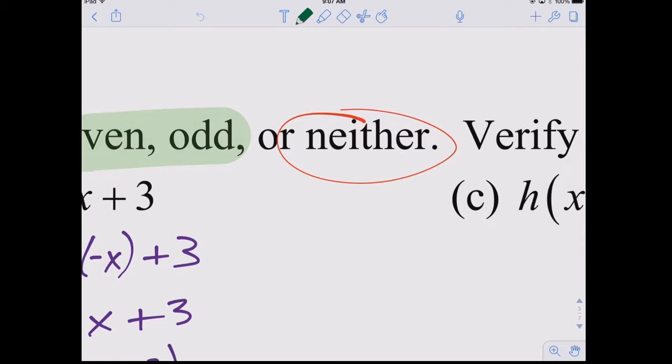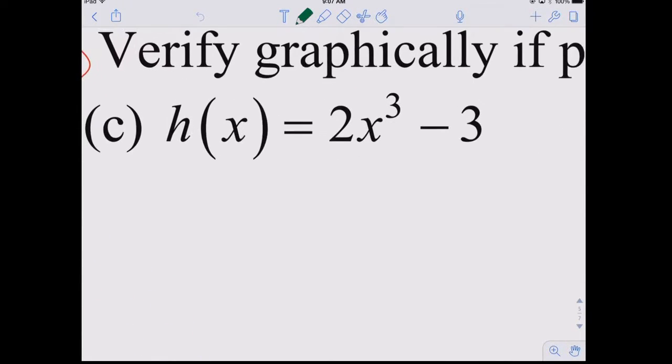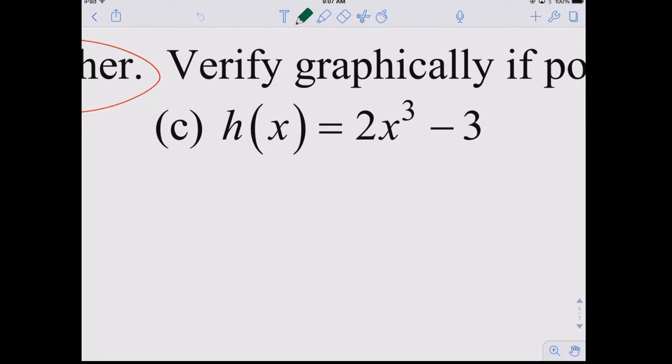Okay, cool. So we are testing this one out here. We are on part C. Verify graphically. All right, so let's do the algebraic test first. We have h of x is 2x cubed minus 3. Remember that the way that we start the test for even and odd is the same in both cases, yes? And that is to replace x with negative x.